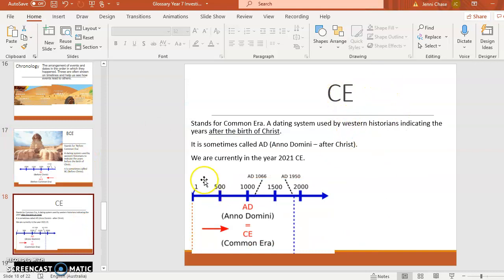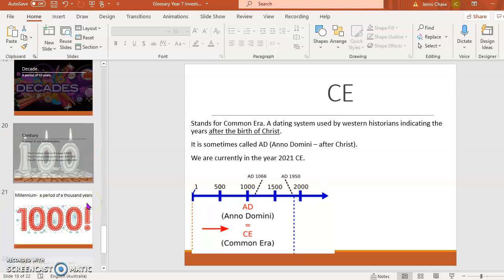And CE then is the year zero or one, sometimes it's said. And like, for example, we're now in the year 2021 CE. CE meaning Common Era. So BCE before the Common Era, CE after the Common Era. Okay. So just need to be aware of those two.